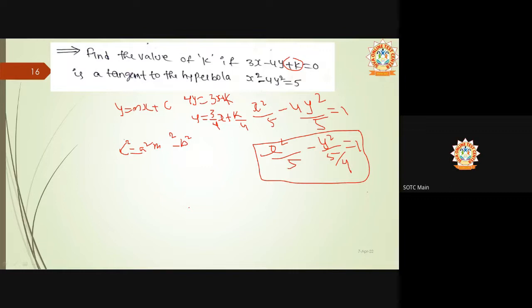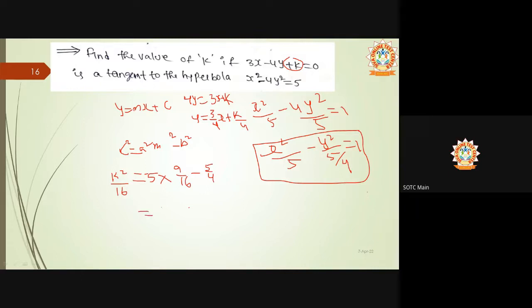So now substitute in the place of c as k by 4, m as 3 by 4, a square as 5, b square as 5 by 4. C square will become K square by 16. That is equal to, A square is what, ma? A square is your 5 into M square will become what? 3 by 4 whole square. That is 9 by 16. 9 by 16 minus B square will become what? 5 by 4 whole square. That is 5 by 4 only, not whole square, right?